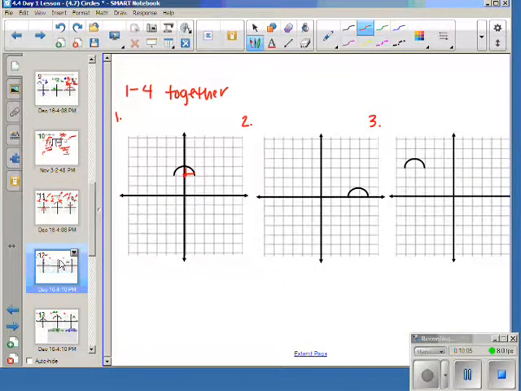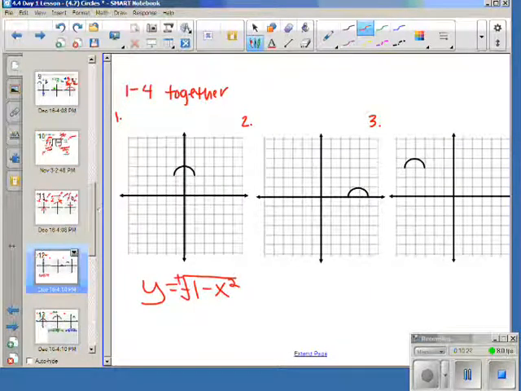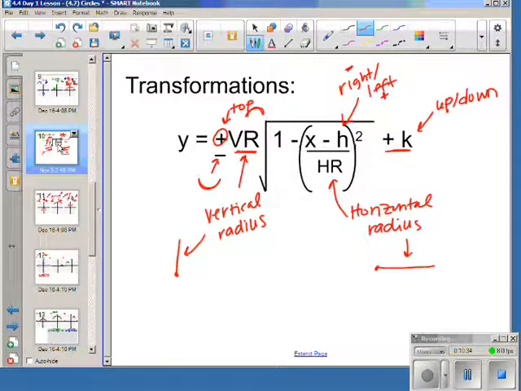Now, we have 4 problems that we're going to do together where we have the graph of the circle. We're going to write the equation. Remember our parent function. Okay, this is our parent function for a circle. With the plus or minus, remember, plus is the top half of the circle, minus is the bottom half of the circle.